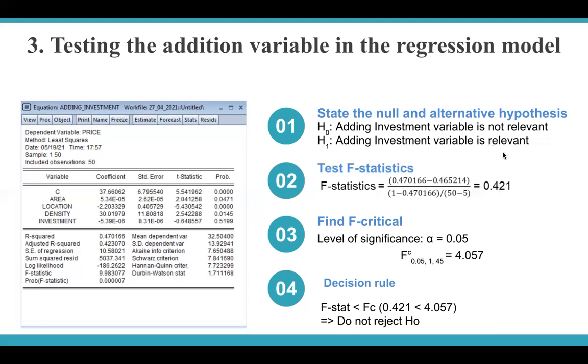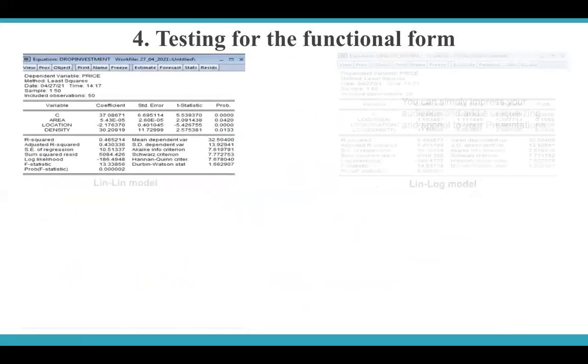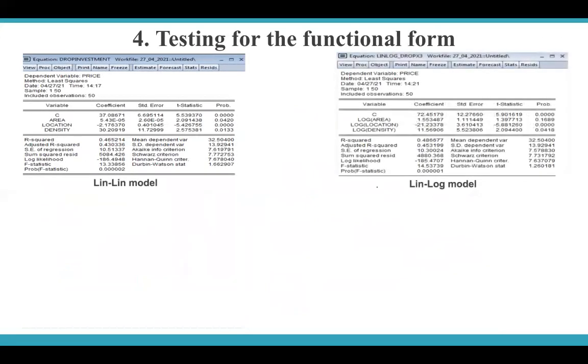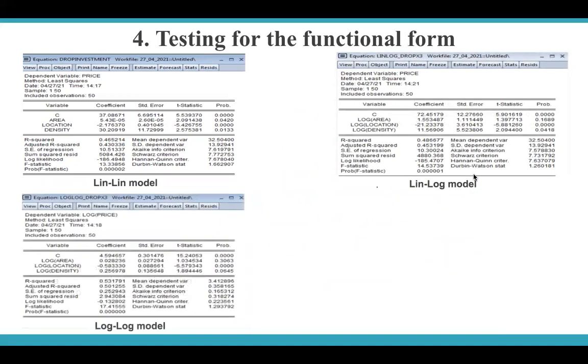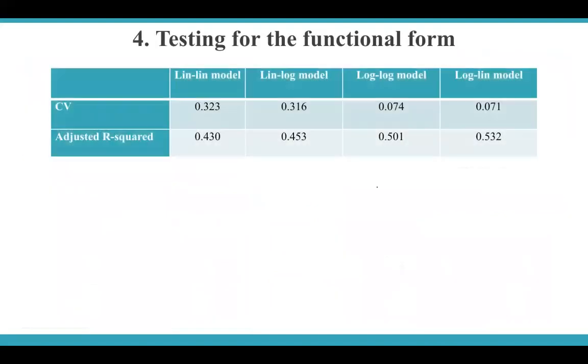And the last test is the functional form. We run the OLS regression and have the lin-lin model, lin-log model, log-log model, and log-lin model. Based on these models, we find the coefficient variance and adjusted R-square.